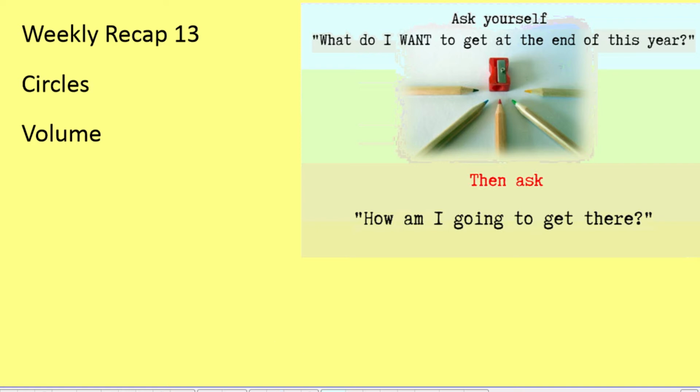This week we are looking at circles, area, circumference, and volume of cuboids and prisms and a cylinder as well.